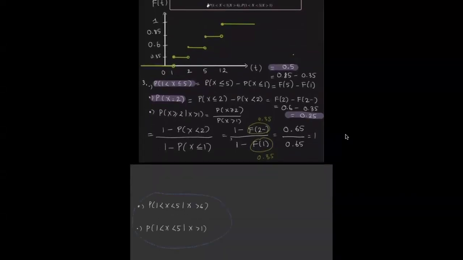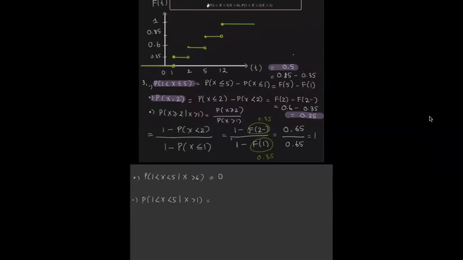And let's look at the next one. The next one asks us, given that x is greater than 6, what is the probability that x is between 1 and 5? One student says that this one is 0. Yes, that is correct. Because if x is already greater than 6, there is no way for x to be between 1 and 5. So the probability of something that cannot happen is 0.